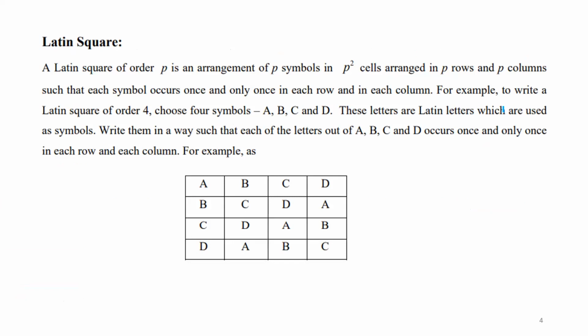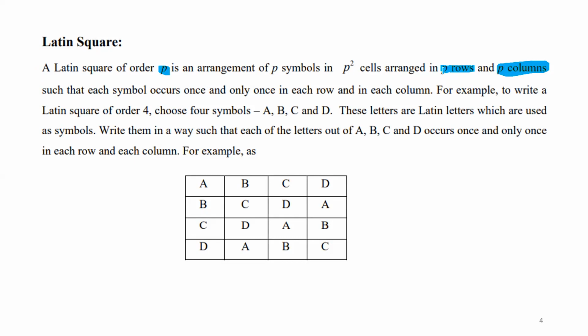Okay, now you can see a graphical model of a Latin square. Okay, let's see. A Latin square of order P is an arrangement of P symbols in P square cells arranged in P rows and P columns. So now you can realize that if we consider the order P, there should be P rows and P columns. Then there should be the same number of columns and rows.